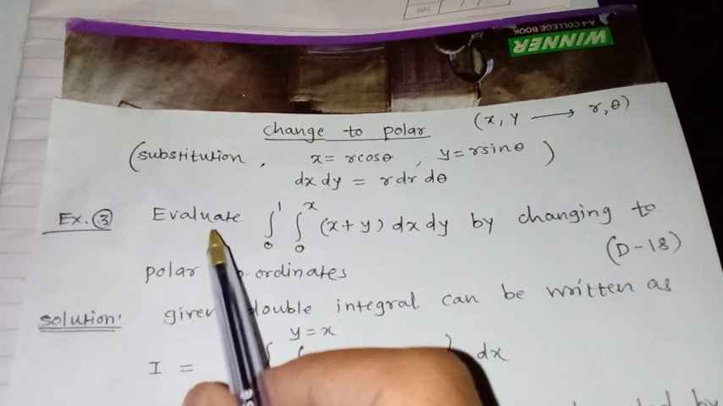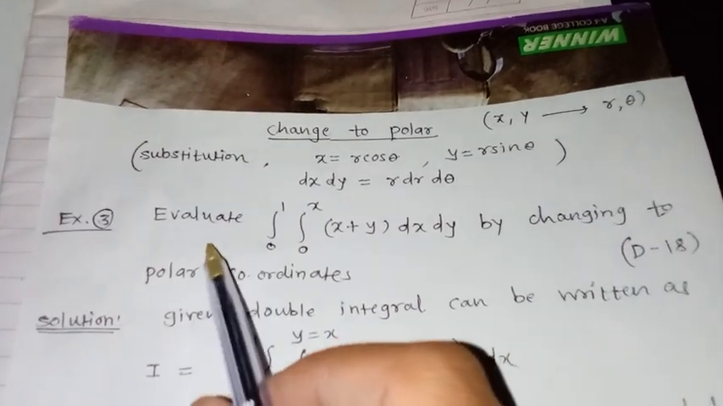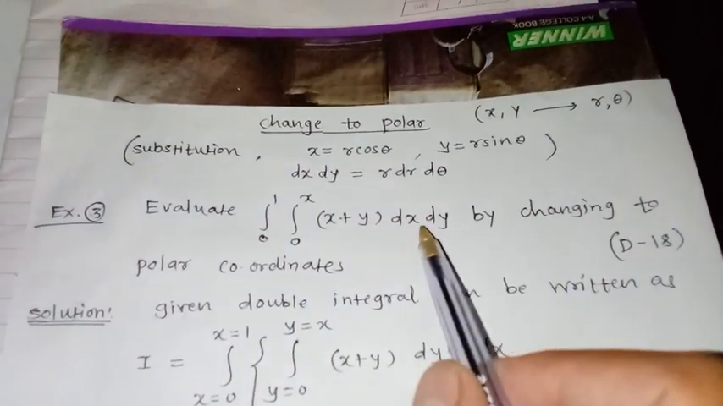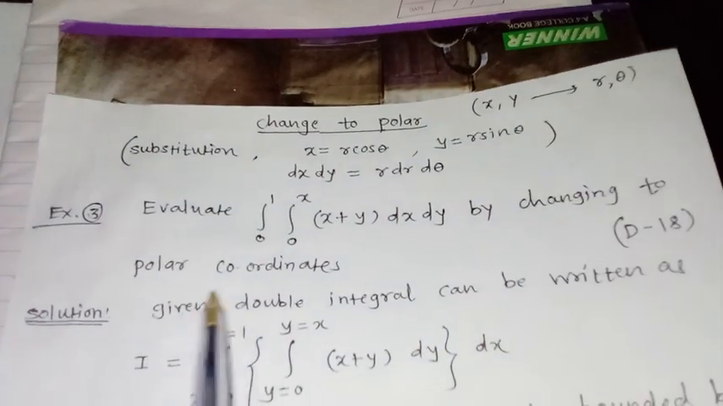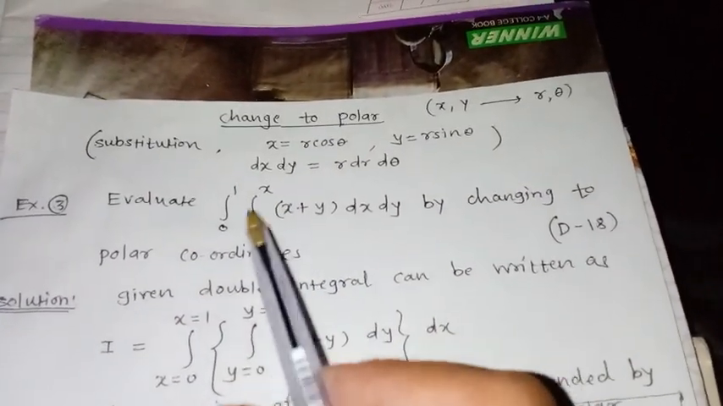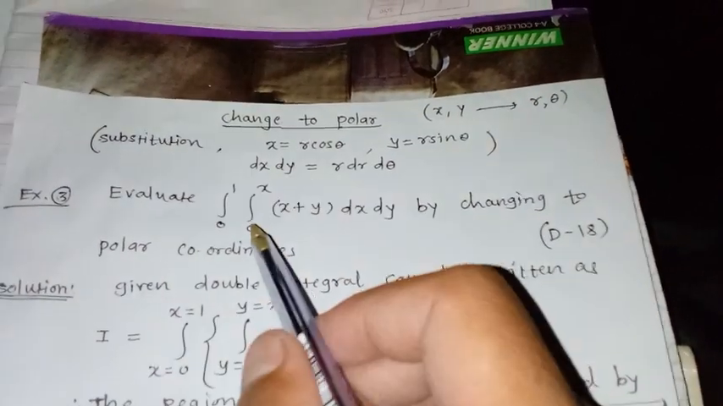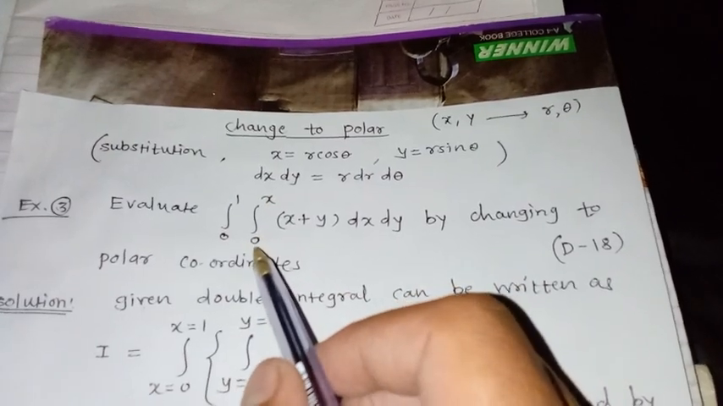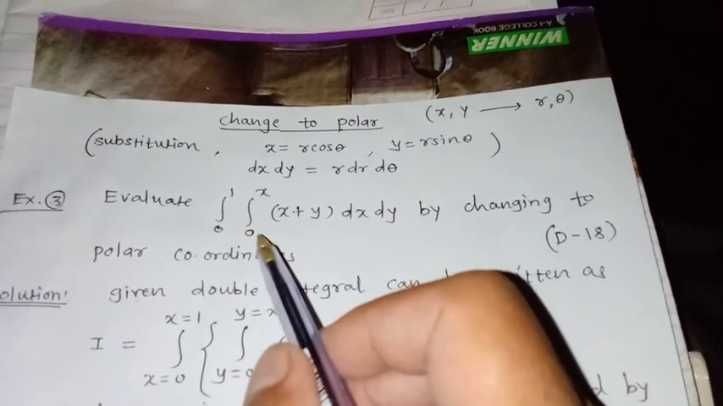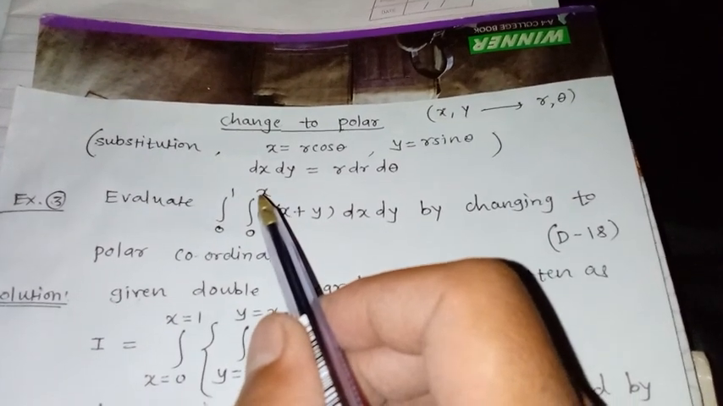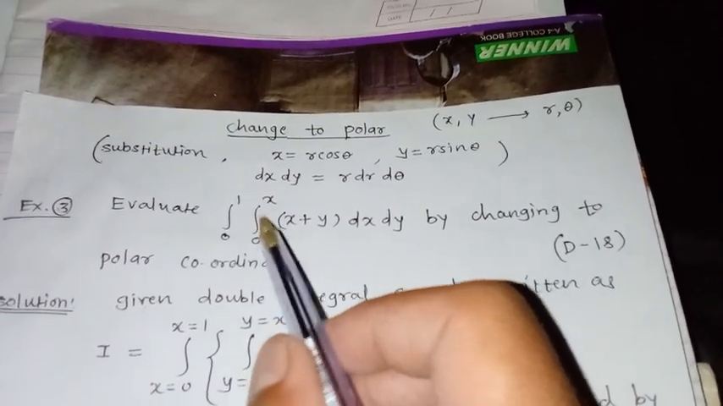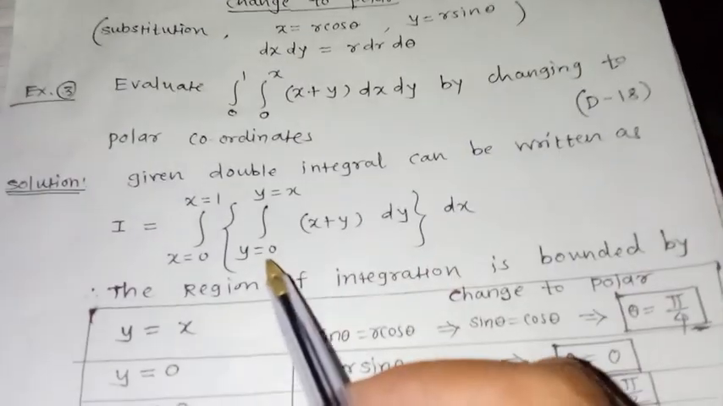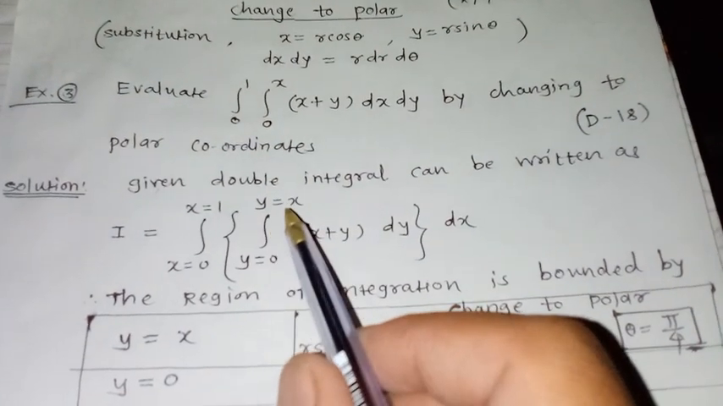Now we are solving one example on this topic, and the example is evaluate the double integral from 0 to 1 and 0 to x of (x plus y) dx dy by changing to polar coordinates. First of all, we are writing this given double integration in detail. So we can observe here the upper limit and lower limit of the middle integral. We can observe both are functions of x, that means 0 as well as x. Therefore for this middle integral our y is varying, therefore we can write this middle integral as y equals 0 to y equals x.